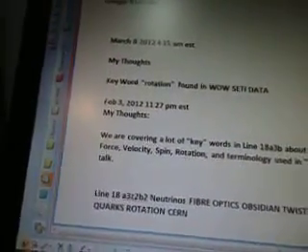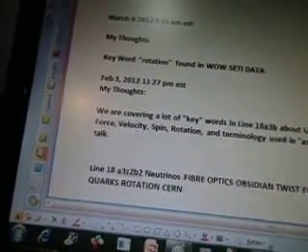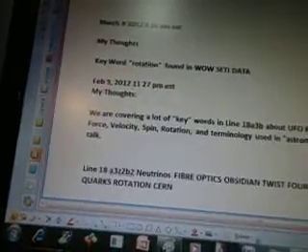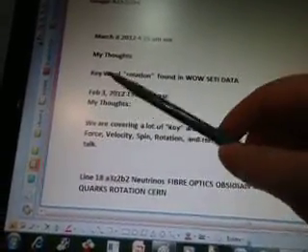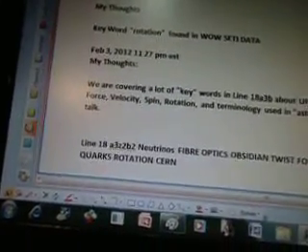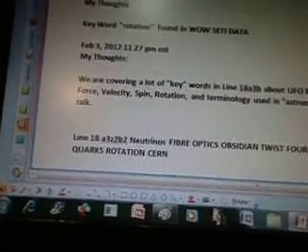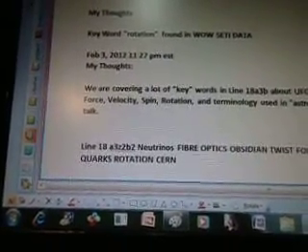So February 3rd, 2012, 11:27 p.m. My thoughts: yes, I do jump around. I started today, March 8th is when I actually got around to this data. I started on February 3rd, okay? We are covering a lot of keywords in lines 18A3B about UFO engine force, velocity, spin, rotation, and terminology used in astronaut talk.